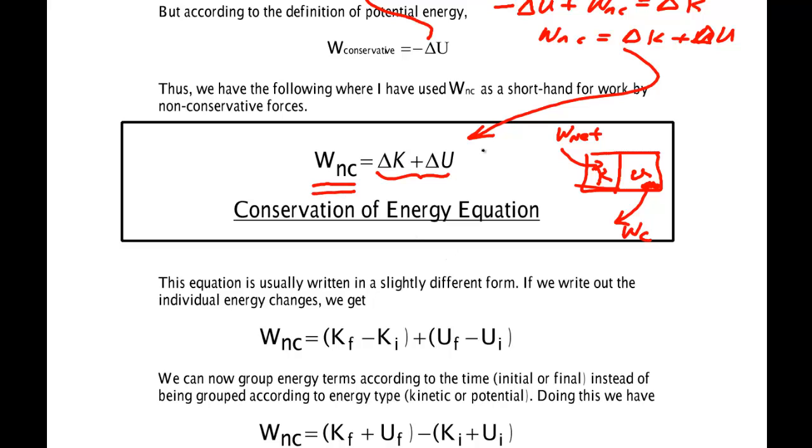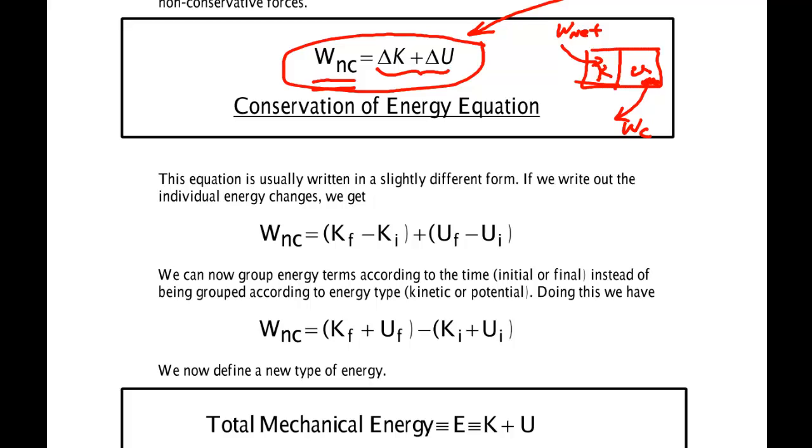Now, this is a perfectly good and valid way to write it. It's based on distinguishing the energies based on the type, motion and position. But sometimes it's more convenient to describe them in terms of time. When did they occur? Not what type were they. So if we do that, we can rewrite this equation, which is basically the work-energy theorem, and we'll put in our definitions. Delta K is the final motion energy, final kinetic, minus the initial. That's what change means. And the final potential minus the initial potential.